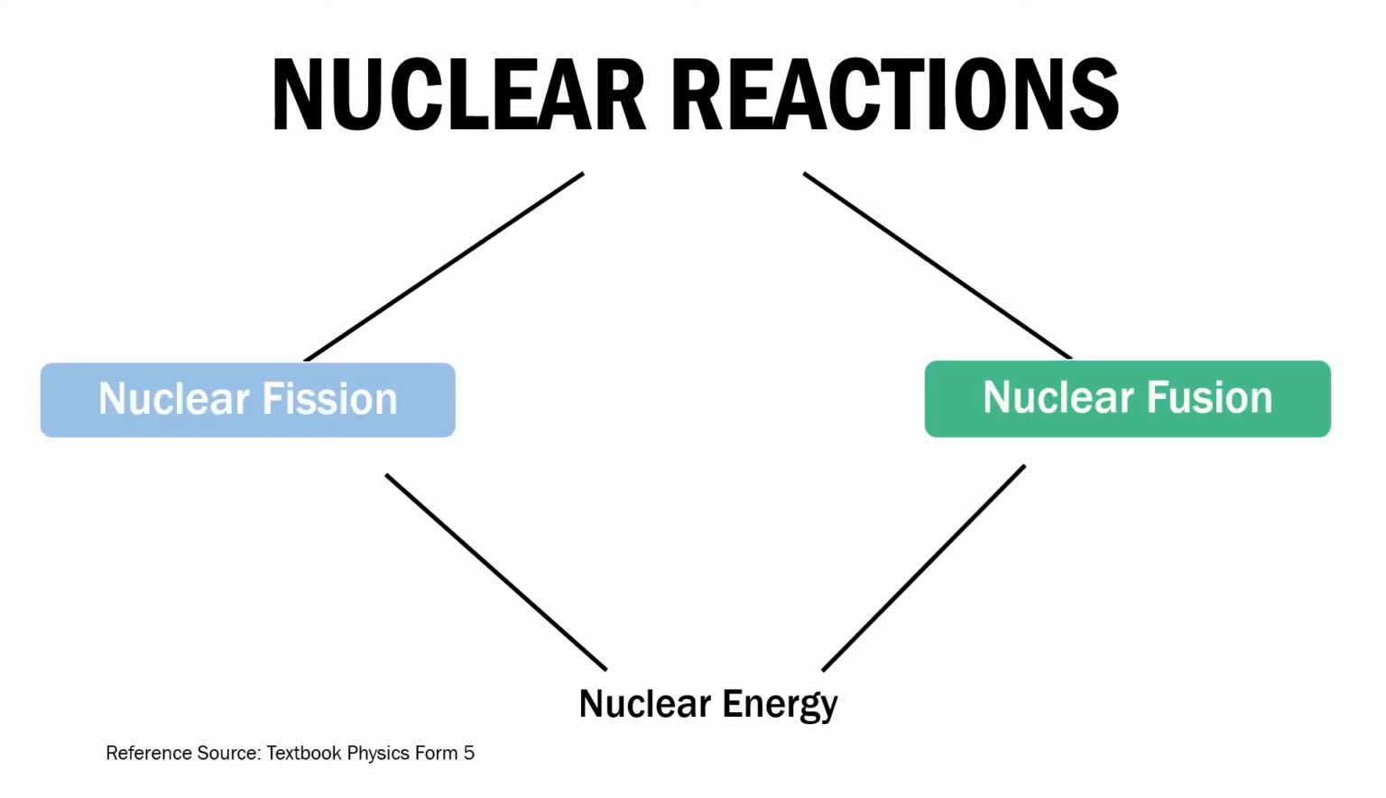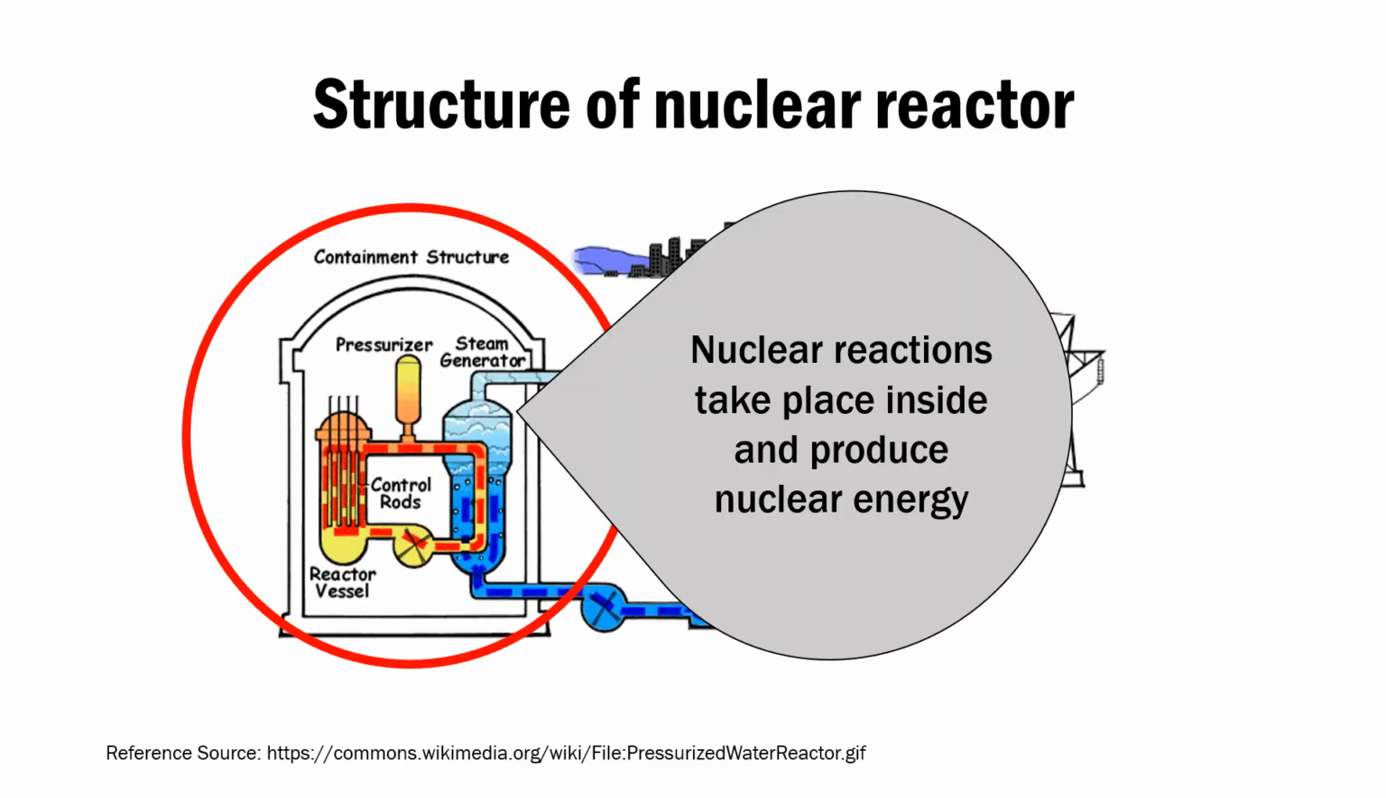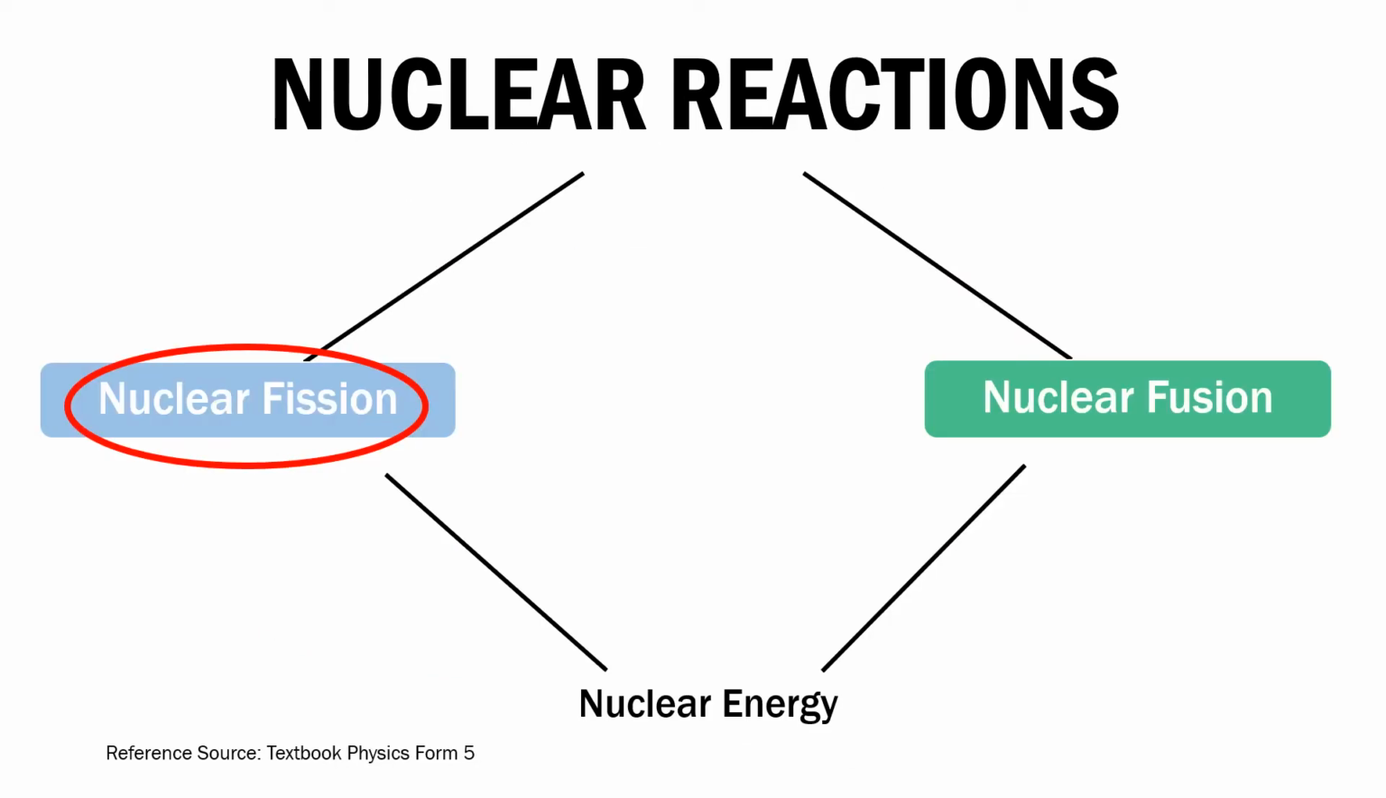Nuclear reactions are categorized into two types, nuclear fission and nuclear fusion, and both reactions will produce nuclear energy. Therefore, the relationship in between is that nuclear reactions take place inside the nuclear reactor and the reactions produce nuclear energy. First, I will talk about nuclear fission.